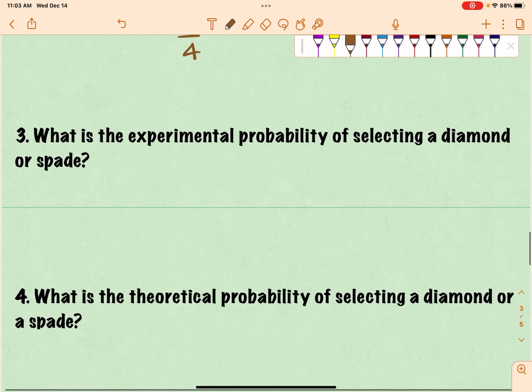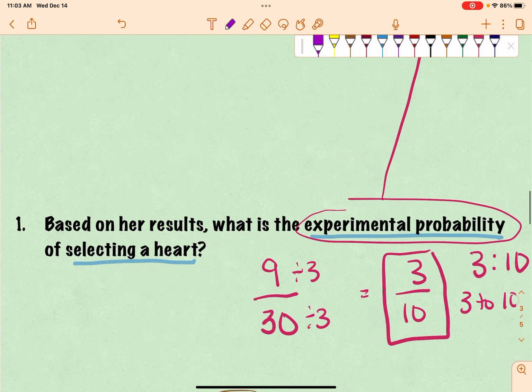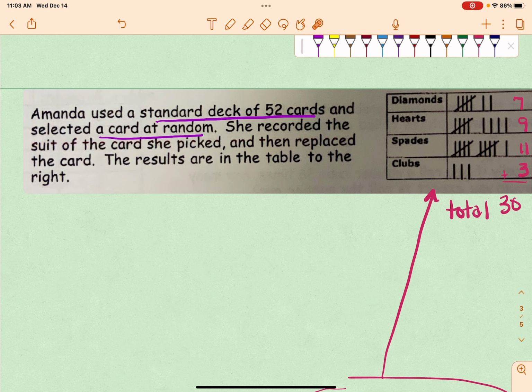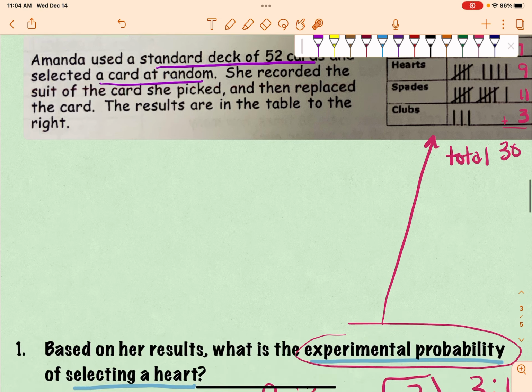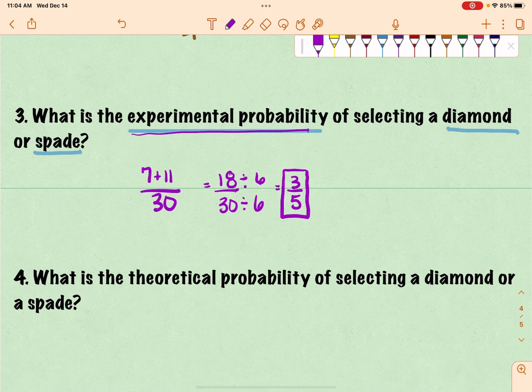Okay, so what about this? What is the experimental probability? That means I'm going to use that table that she gave me above for selecting a diamond or a spade. We know in her experiment, she drew 30 cards. So it's a diamond or a spade. If I look back up here, diamond is 7, spade is 11. I'm going to put those two together. So 7 and 11 would give me 18 out of 30. And I can tell in this one 6 will go into both of them. So 3 out of 5. Now, that's based on her experiment. You've got to think about that.